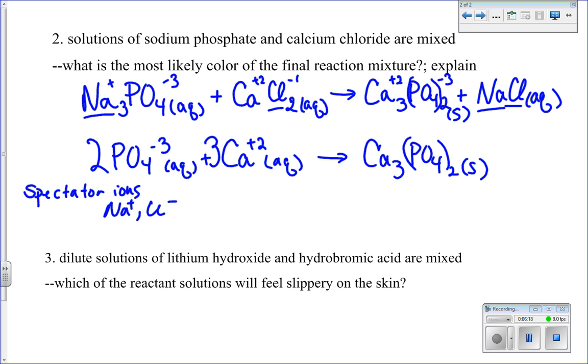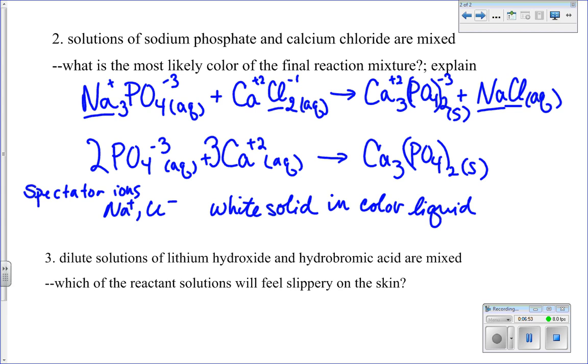And then looking at the question, this is what's the most likely color. If you look out on Moodle, I have a little paper that's called Colors to Know, and it has certain precipitates. And so what we would find, calcium phosphate is actually a white solid. So you would see a white solid precipitate floating in a colorless liquid, okay, in water. So that's what the resulting mixture would look like.